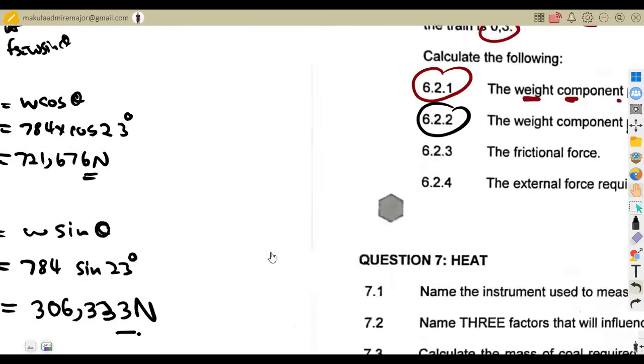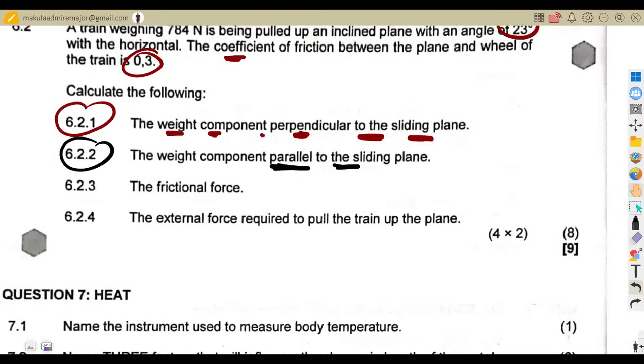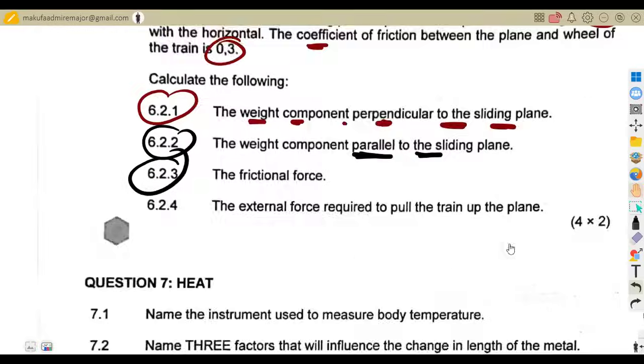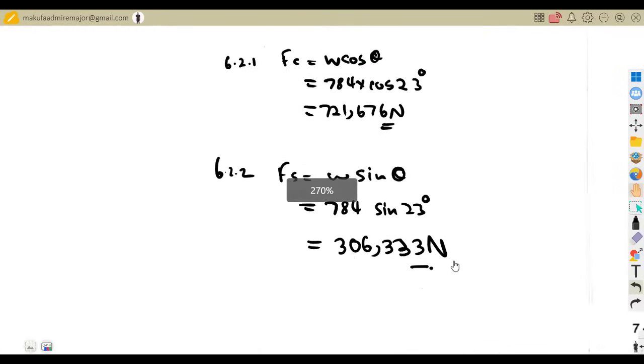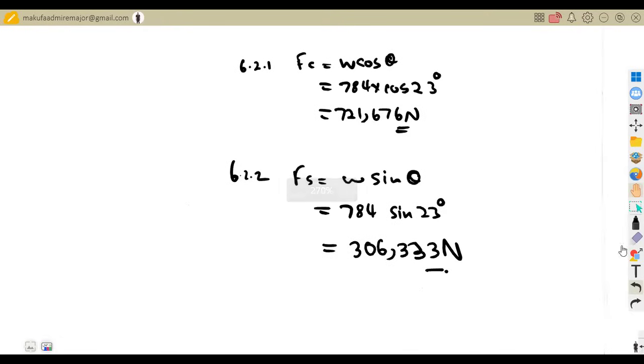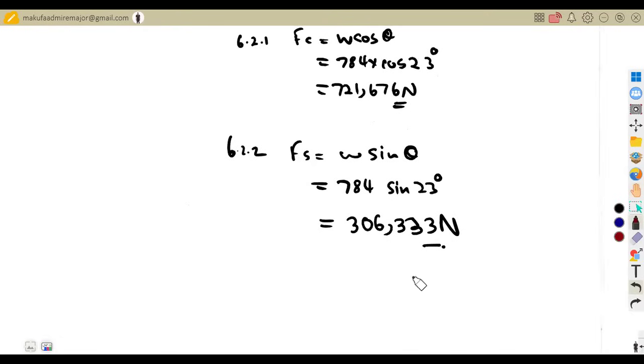Okay, then the frictional force. Remember, we are given the coefficient of friction, so we can calculate the frictional force. And like I said, from the coefficient of friction, let us just write it here. It states that it is the frictional force over the what? The perpendicular component, if you're dealing with friction.